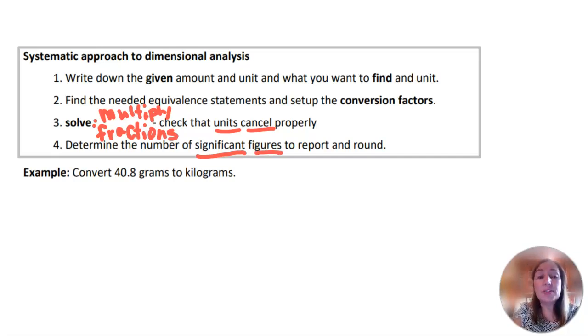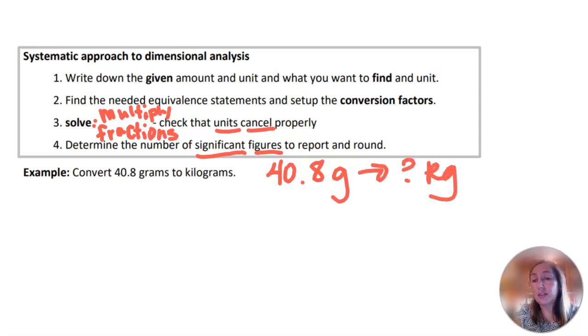Okay, so let's try one together. Convert 40.8 grams to kilograms. So we're going to have 40.8 grams going to some number of kilograms. Now we need an equivalent statement. Do we know how many grams are in a kilogram? I like to think of which one's bigger. In every 1 big kilogram, how many little grams are there?